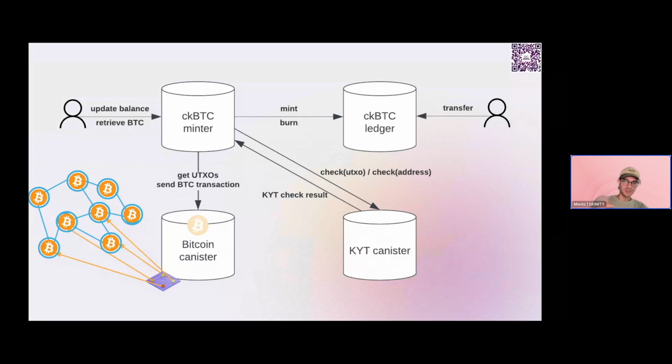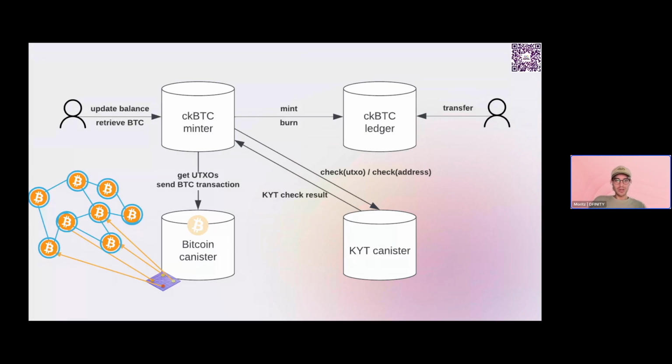The first one is the ckBTC minter, in the top left corner. This is a canister that actually holds the Bitcoin on the Bitcoin network, and it mints and burns ckBTC on the ckBTC ledger accordingly. So when you send Bitcoin, it will mint you ckBTC, and if you send it ckBTC, it will give you Bitcoin back. Then we have the ckBTC ledger, which is the ledger used on the Internet Computer to record the balances of holders and facilitate transactions. Then we have the Bitcoin canister.